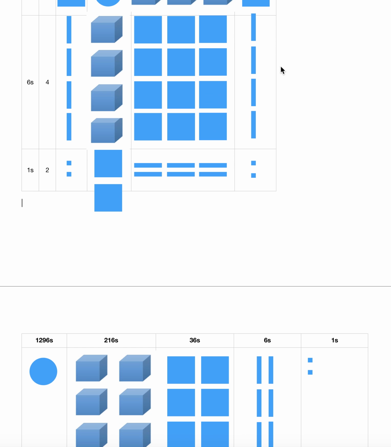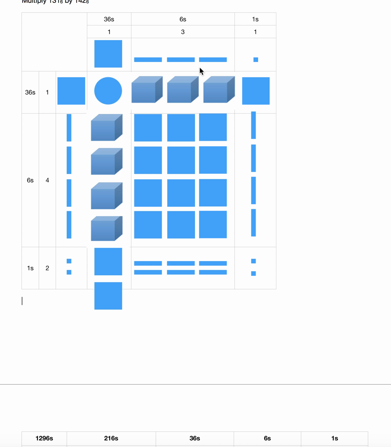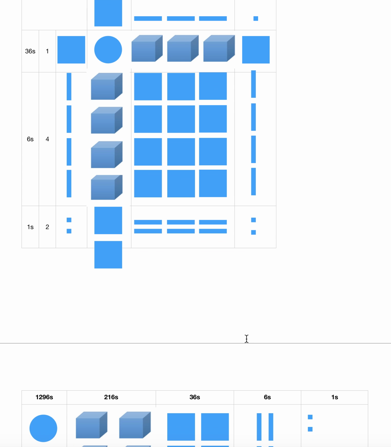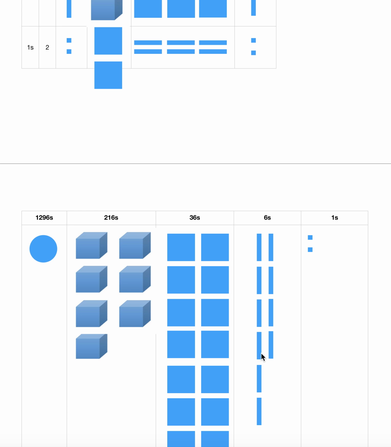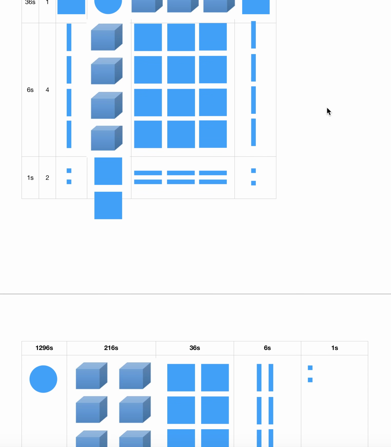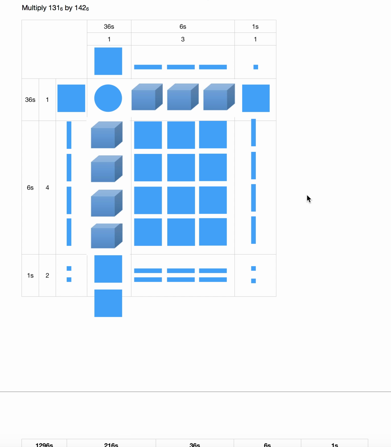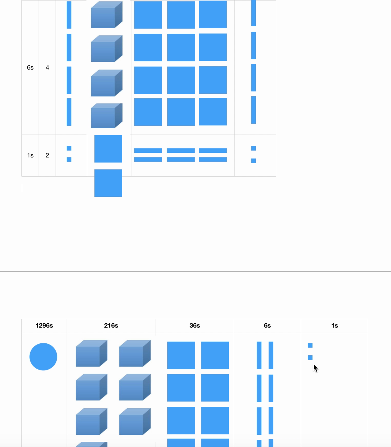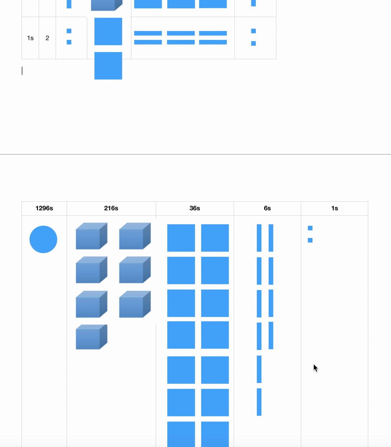And then coming back up and counting our rods, it doesn't matter which way they're facing, we have 4 here and we have 6 here, that's a total of 10. So over here I have 10 6s. And then we ended up with 1 set of 2 1s. So I put those 2 1s in the 1s column. So now we can just come down here and work.